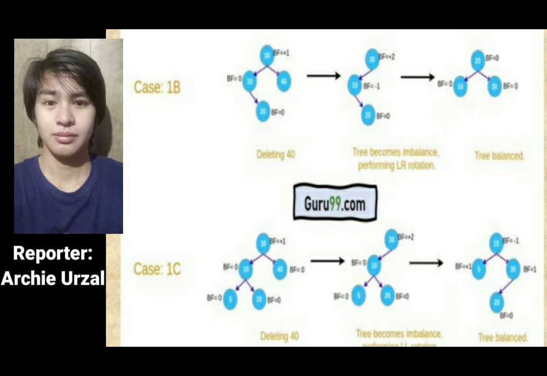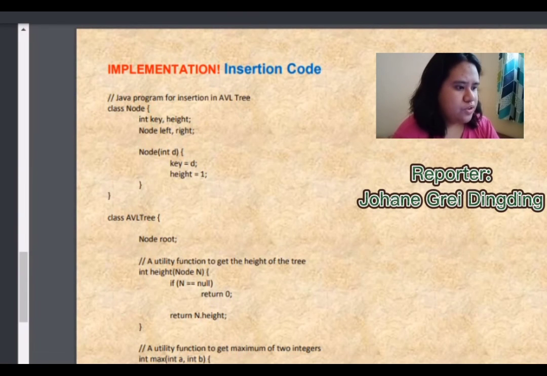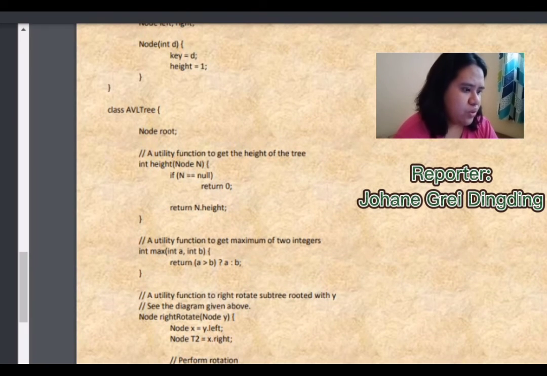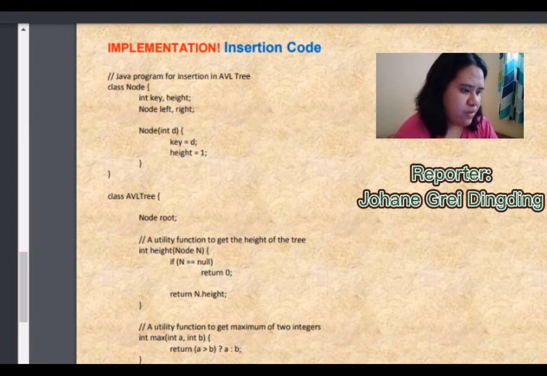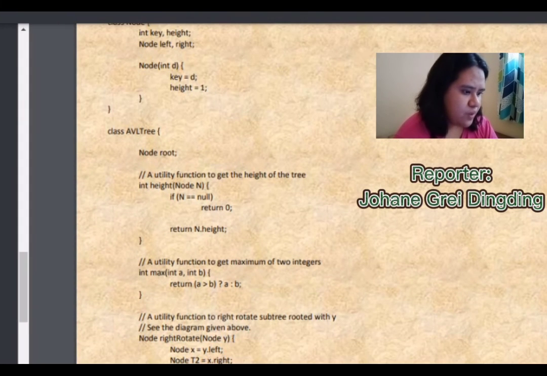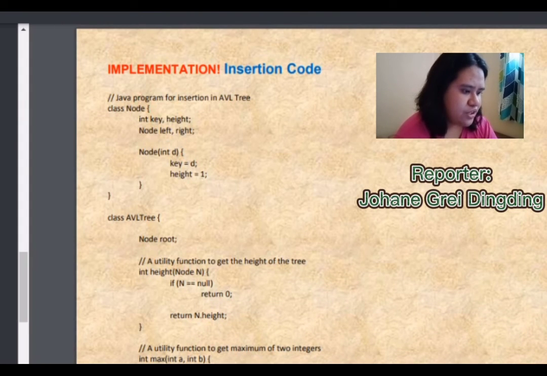So that's all for the deletion in AVL trees. When it comes to the implementation, we are using the insertion code for the sample. This is a Java program for insertion in AVL tree. After creating the class AVLTree, which is the class that we're going to use for the main method, here we have created a class Node, and inside the class AVLTree we can see a utility function to get the height of the tree. Next is a utility function to get the maximum of 2 integers.